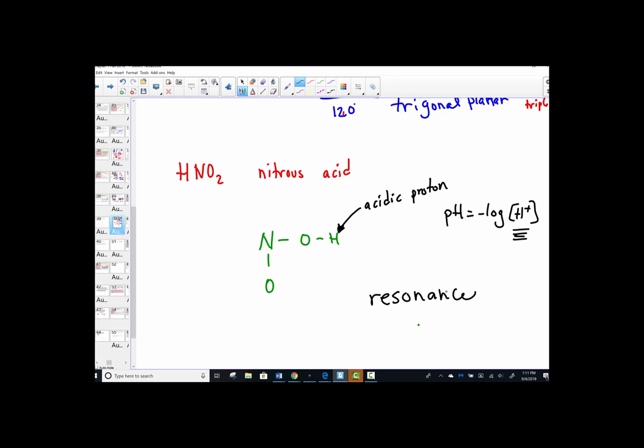All right, let's go back and count. Hydrogen has one electron. Nitrogen will contribute 5. Each of the oxygens have 6, and there's 2 of them. So 12 plus 6, there's 18 electrons I have to place.